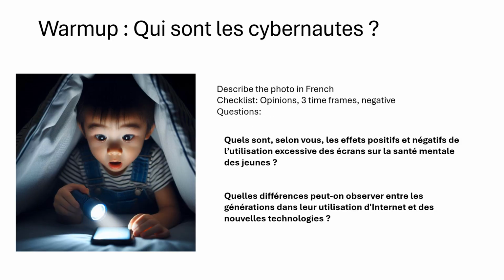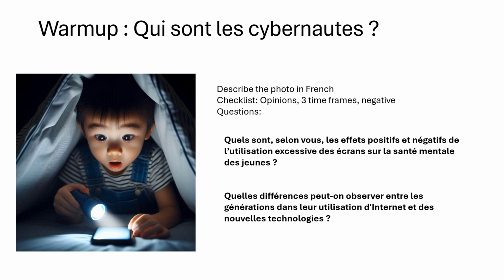Starting off with the first subtopic, which is qui sont les cybernauts, we have a warm-up. So the warm-up activity, like my previous video, is to pause the video and describe the photo that you can see on the left-hand side of the screen. Describe it in French, and in your description, include some opinions, include 3 different time frames, so past, present, future, and then include a negative. So not just ne pas, but you want to include ne jamais, ne rien, etc.